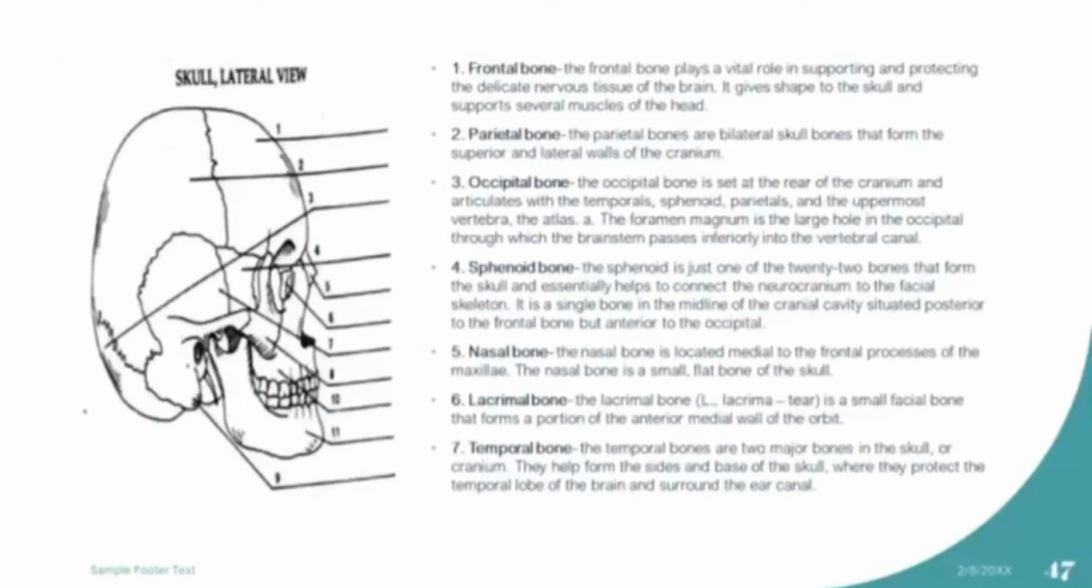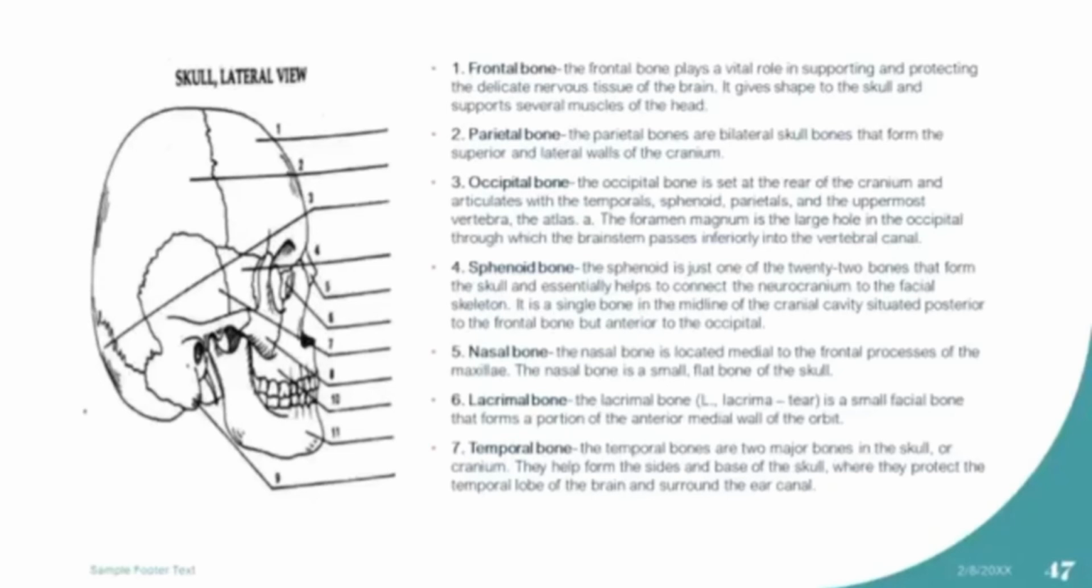Skull lateral view. Number 1, frontal bone. The frontal bone plays a vital role in supporting and protecting the delicate nervous tissue of the brain. It gives shape to the skull and supports several muscles of the head.